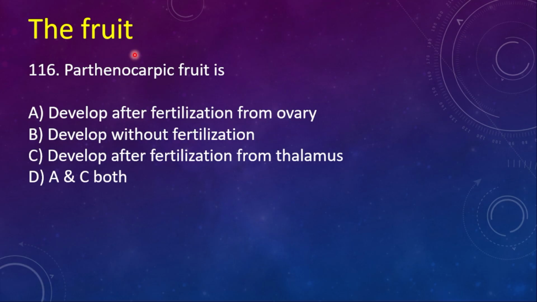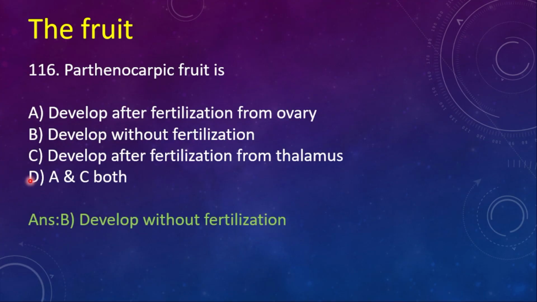The fruit part, one of the other organs of the plant. 116. Parthenocarpic fruit is A. Develop after fertilization from ovary. B. Develop without fertilization. C. Develop after fertilization from thalamus. And then D. A and C both. Here option is develop without fertilization. Parthenocarpic fruits are the unfertilized fruits.